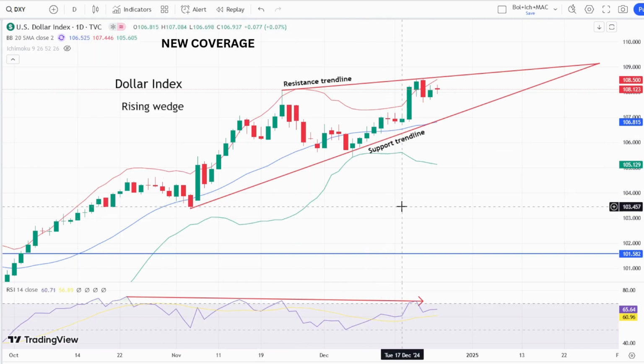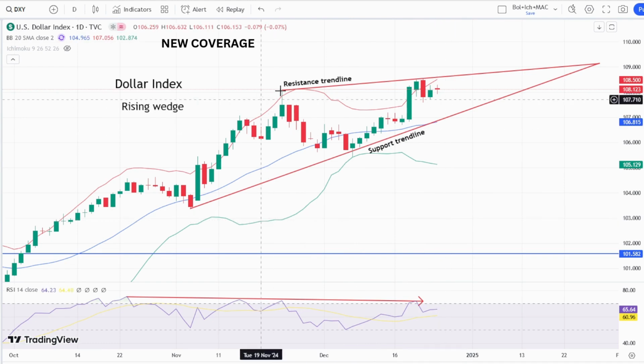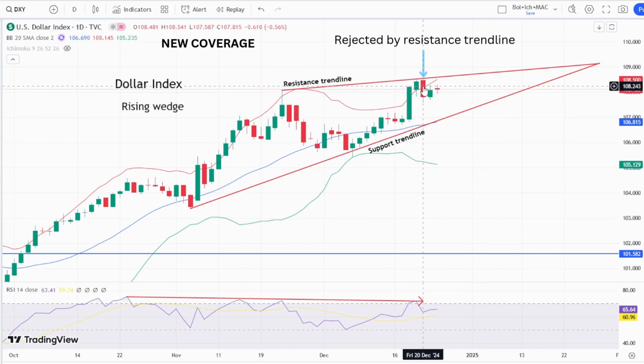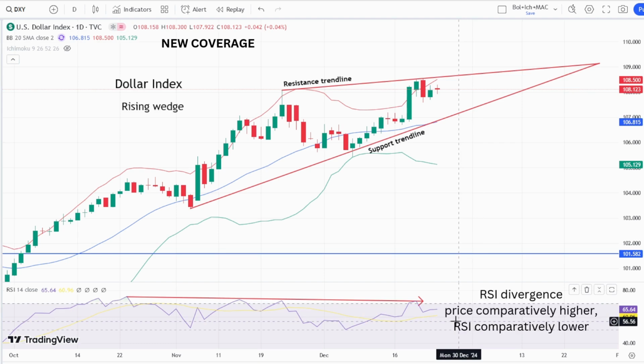The most important chart in this video is the dollar index, the DXY. Price action development is suggesting that the DXY may be forming a bearish pattern, a rising wedge. It was just rejected by the resistance trendline a few days ago and may be headed lower towards the support trendline. Also, if we look at the RSI, there is a divergence between the RSI, the relative strength index, and the price action.